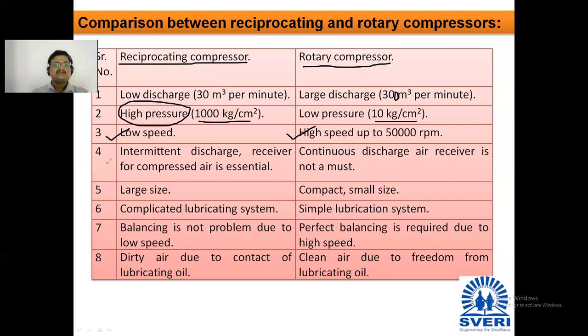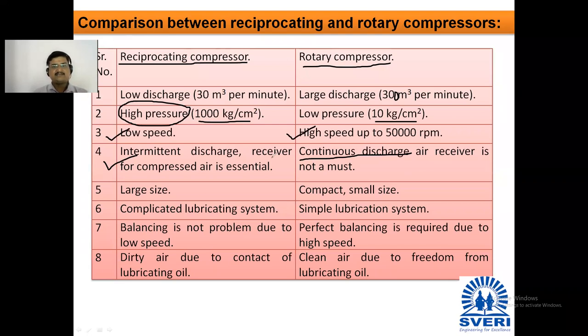Then the discharge of the air in the reciprocating compressor is not continuous, intermittent manje khandit honari, continuous milat nahi air aplyala ashi discharge madhe, karan eka veli ekach stroke hoto tit, either suction or delivery. When there is a delivery stroke, at that time only we can get the discharge through the reciprocating compressor. Okay, but in a rotary compressor we can get the continuous discharge. Satat aplyala compressed air milat jate.